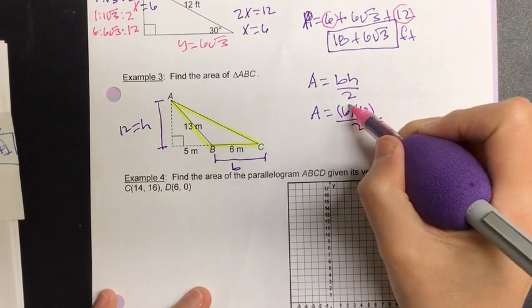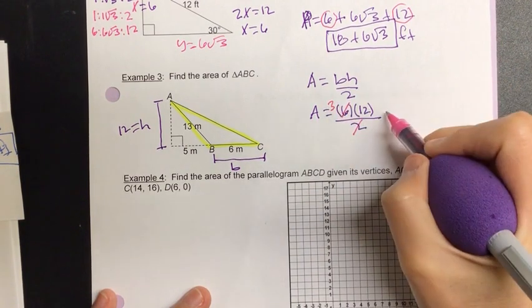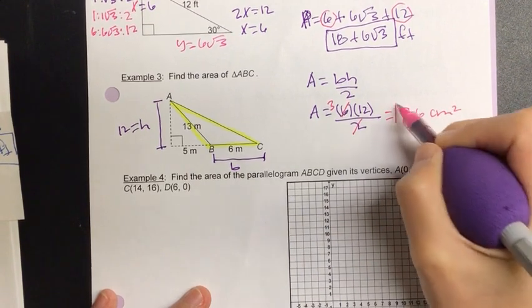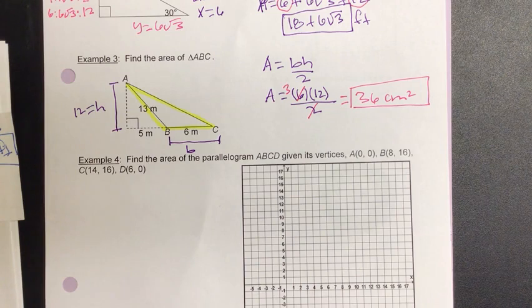And let's say I want to go ahead and simplify as I go. 6 over 2 is 3. 3 times 12 is how many? 36 centimeters squared. Yes, you can multiply them all the way through and divide it by 2, but I think smaller numbers are easier to divide by and multiply by. Okay, any questions on number 3?